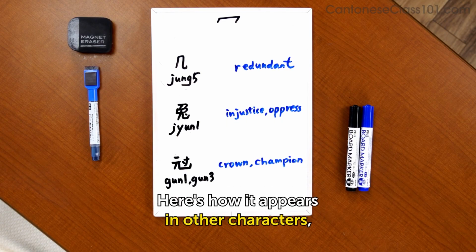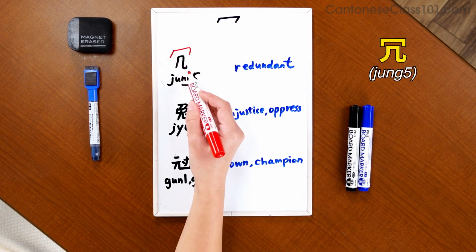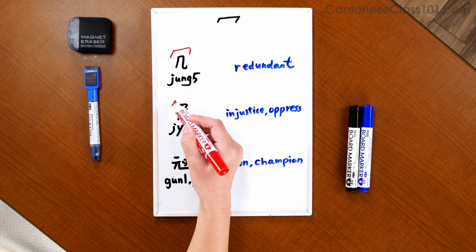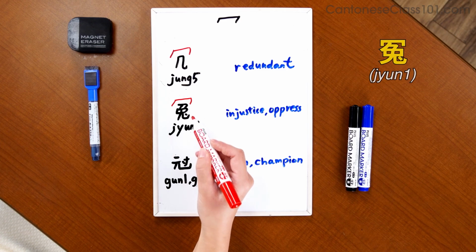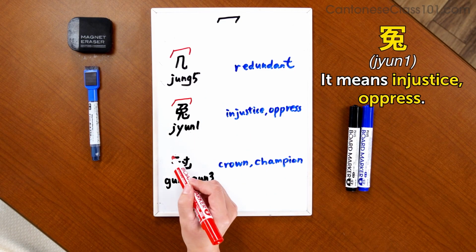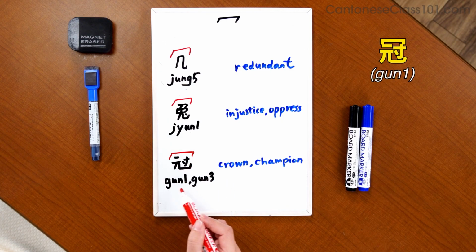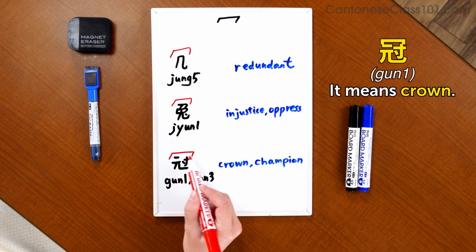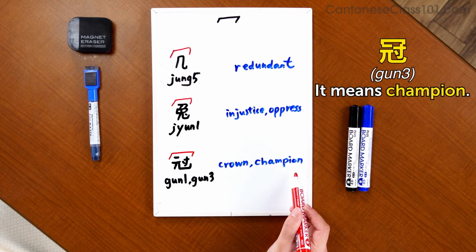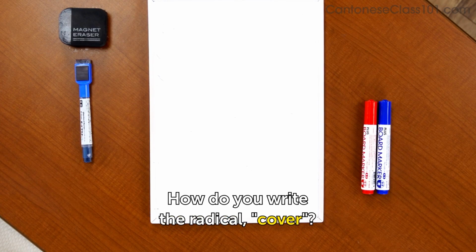Here's how it appears in other characters, serving as a radical. 永 It means redundant. 冤 It means injustice, oppress. 官 It means crown. 官 It means champion. Let's review. How do you write the radical cover?